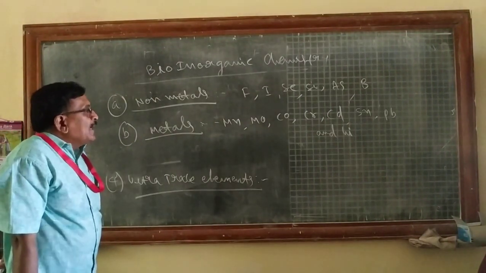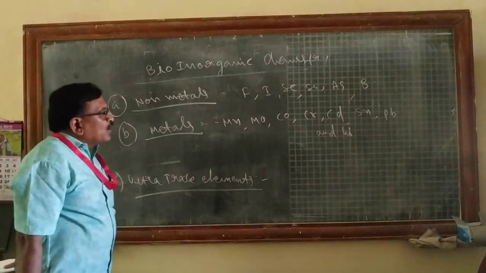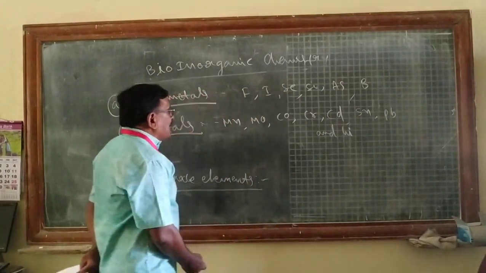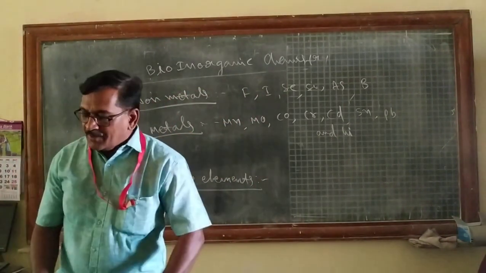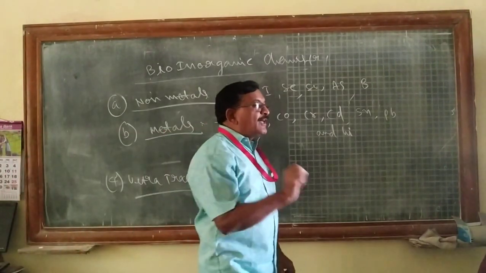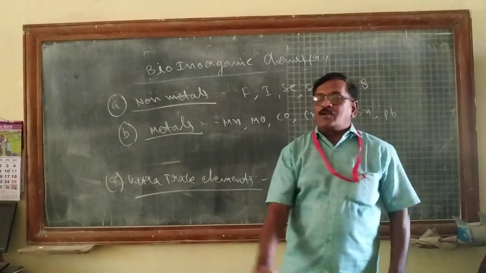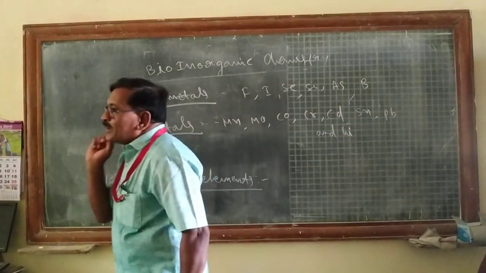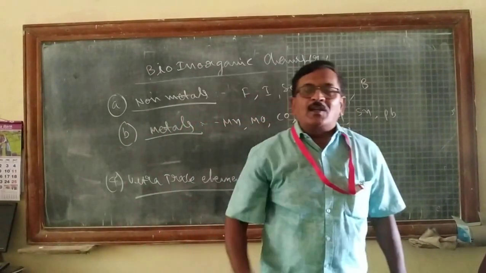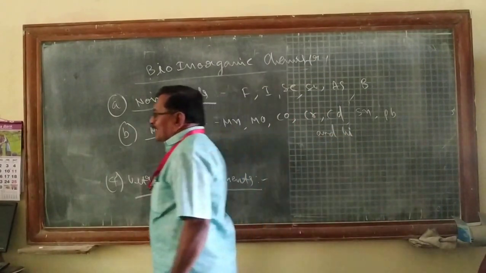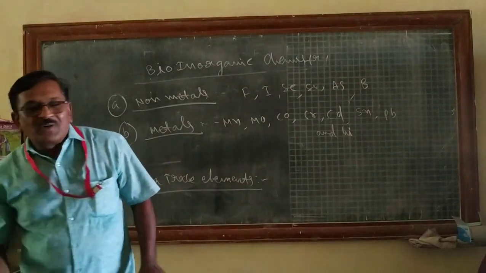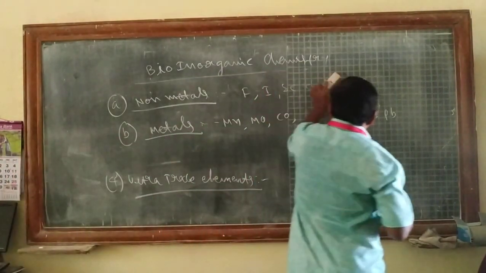Biological system: manganese, molybdenum, cobalt, chromium, cadmium. Tin is Sn, lead is Pb, and lithium is Li. So now we shall go in depth. What are the roles of the macro elements and the micro elements? What are the roles of essential micro elements and non-essential micro elements?